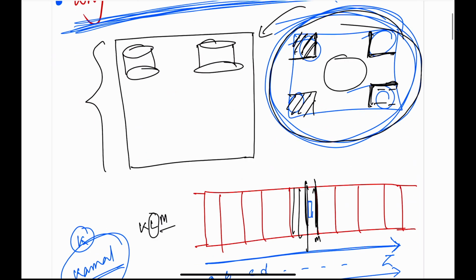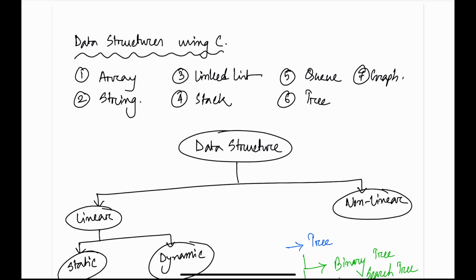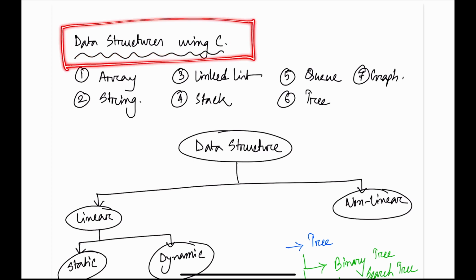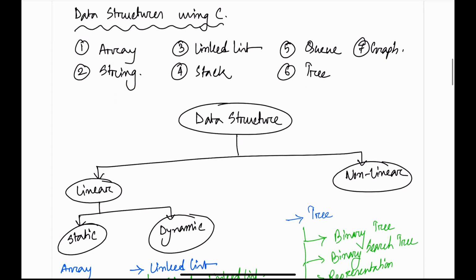Now let's go to some types of data structures. I will be explaining the data structures in C, so I will be using the C language when I show you the programming. Now we will discuss the types of data structures. Normally array, string, linked list, stack, queue, tree, graph, these are the data structures which we are going to learn.